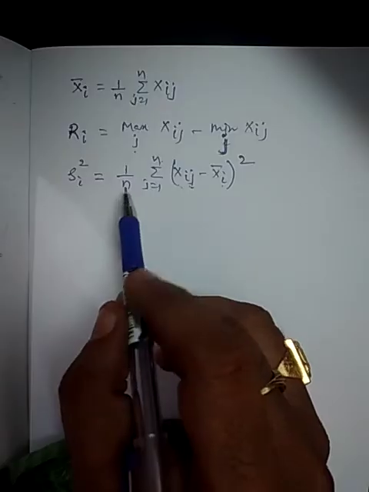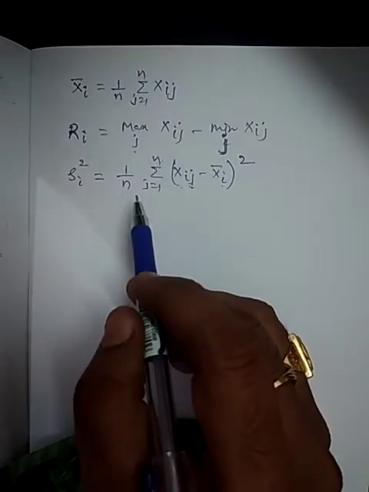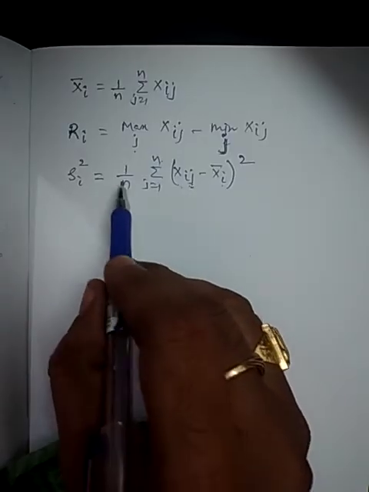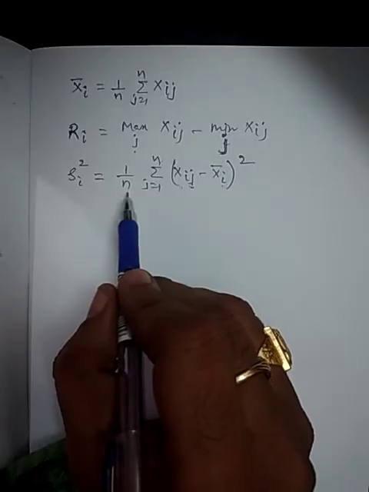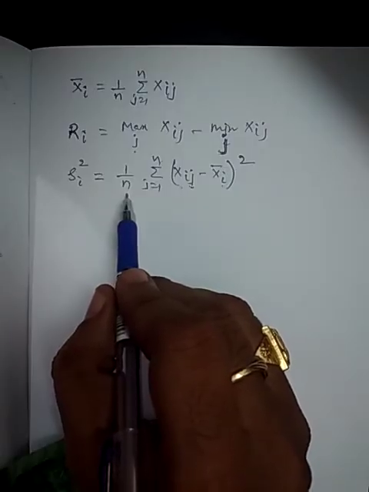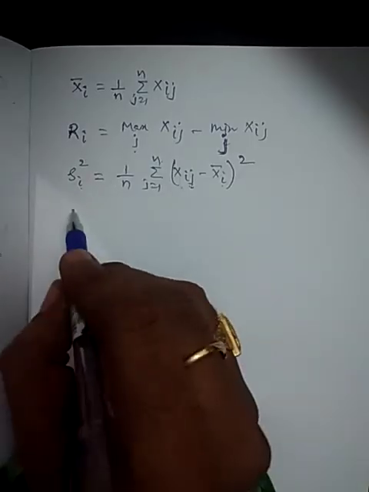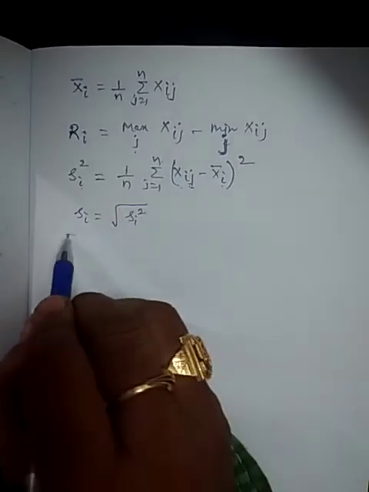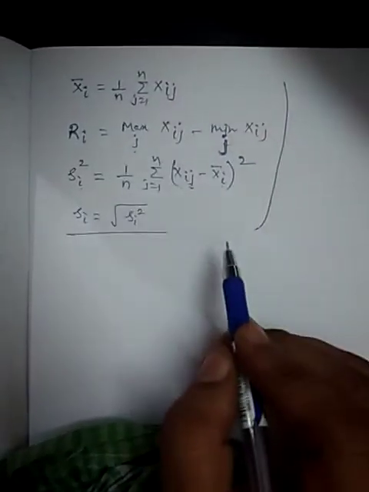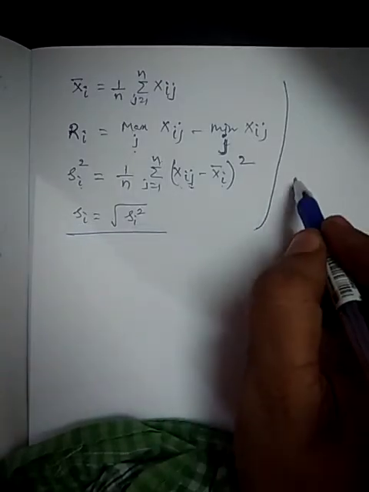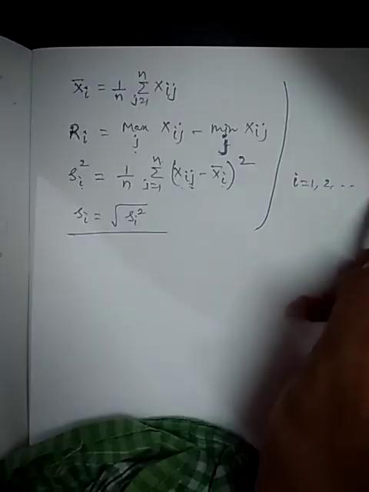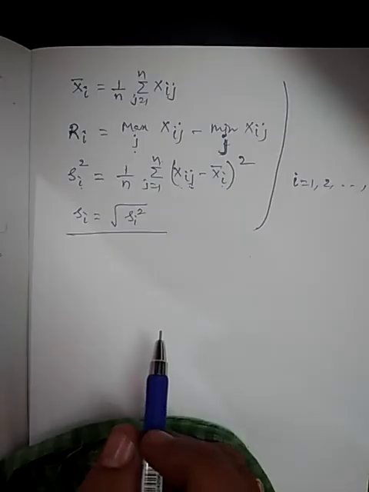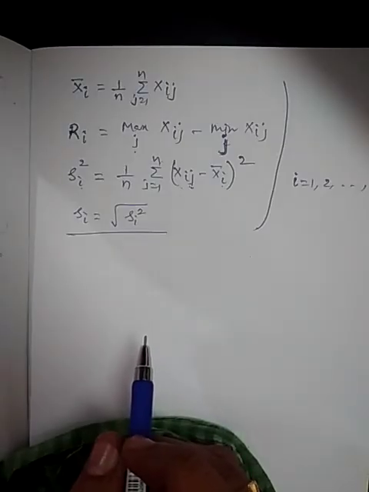And the total number of observations in the sample is n. In any particular sample, it is n. Similarly, in the ith sample, it is n. We calculate Si by taking the square root of Si square. These are what we calculate for the ith samples, i is equal to 1, 2 and so on up to k, that is, k samples. For k samples we have to calculate all these values.